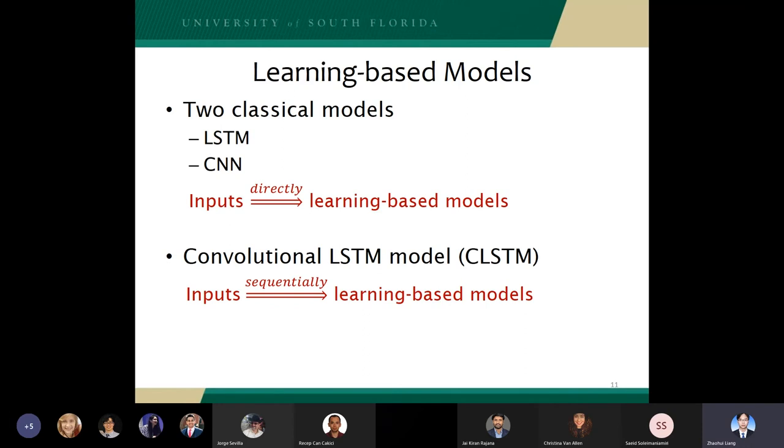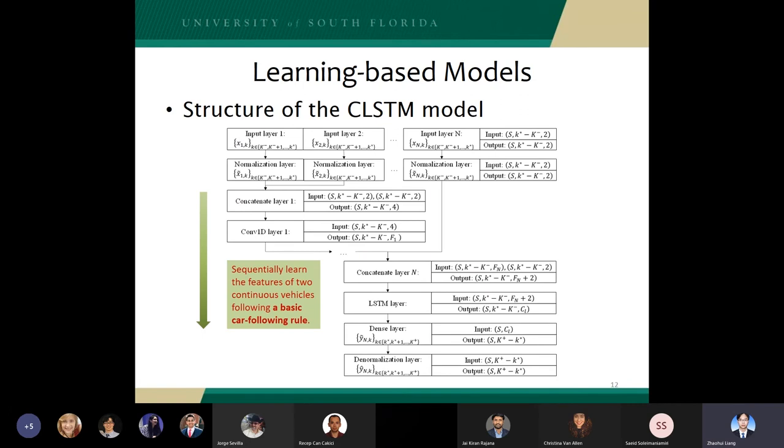To compare with our proposed models, we introduce three learning-based models. The first two models are classical LSTM and CNN-based models. Actually, they just feed all the inputs directly into the learning-based models. And the third one is called convolutional LSTM model, CLSTM. Here we made a little revision. The inputs are sequentially fed into the model. And here is the structure of the LSTM model.